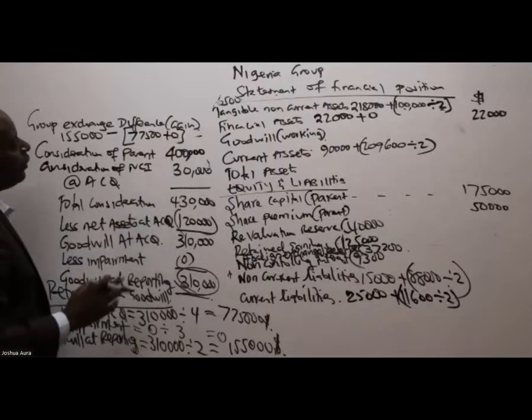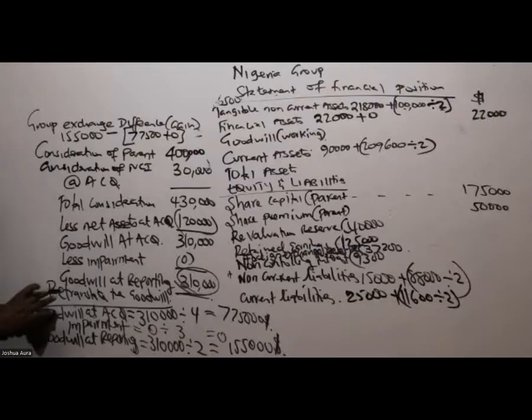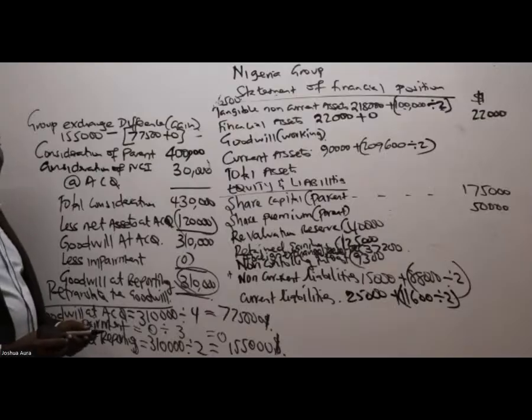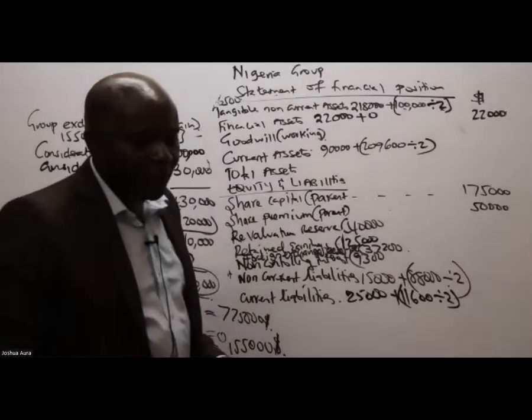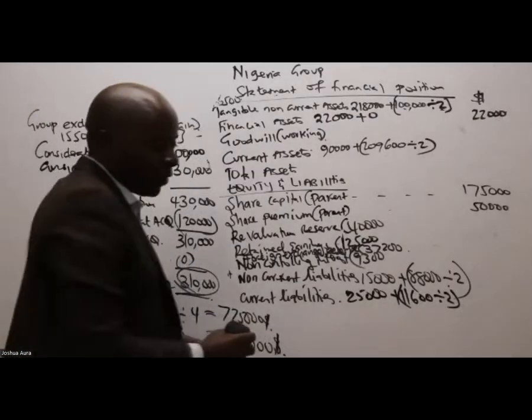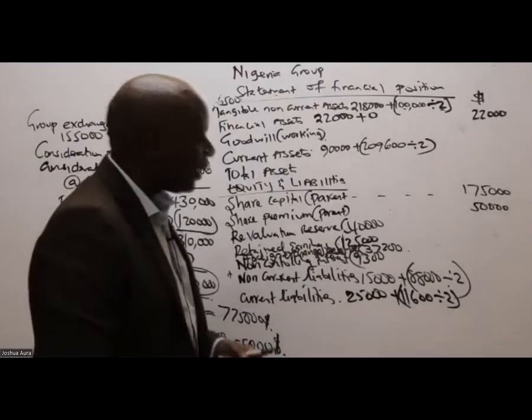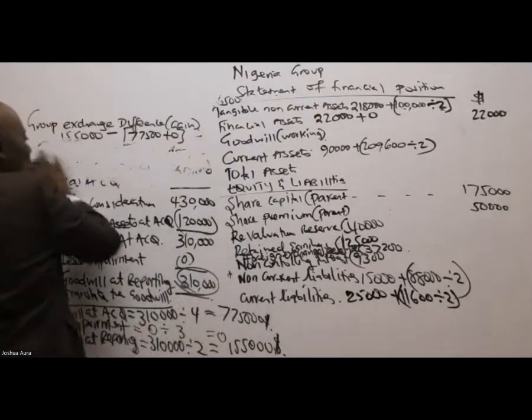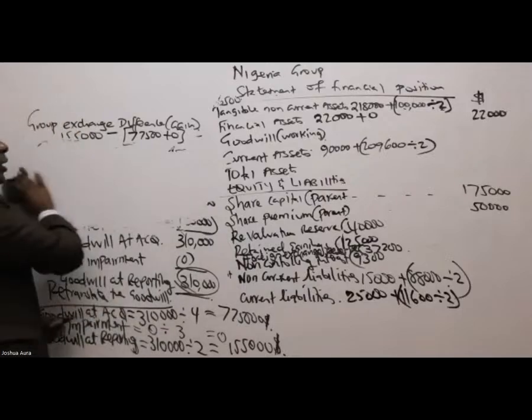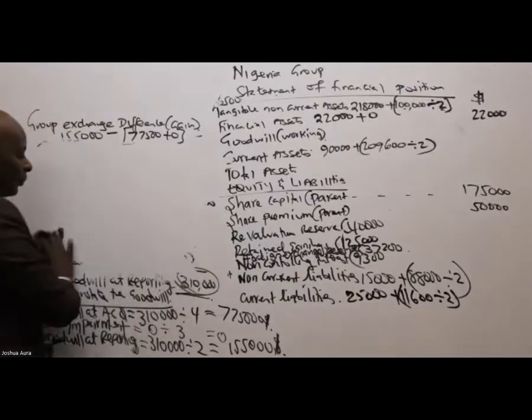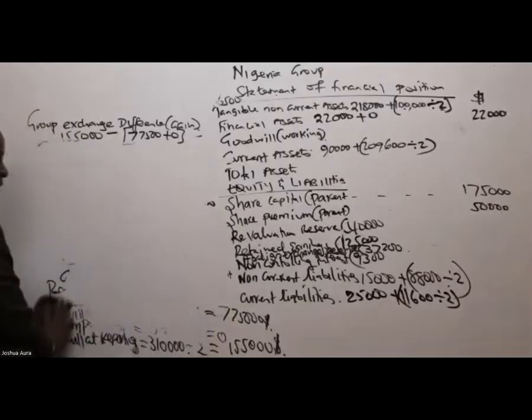So how much do we have there as our group exchange difference? What amount do we have there? 72,500. Be given a figure of $72,500.